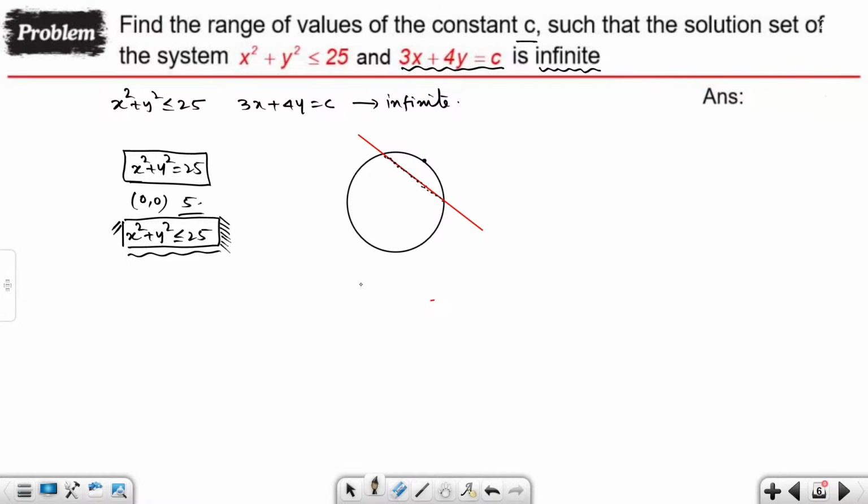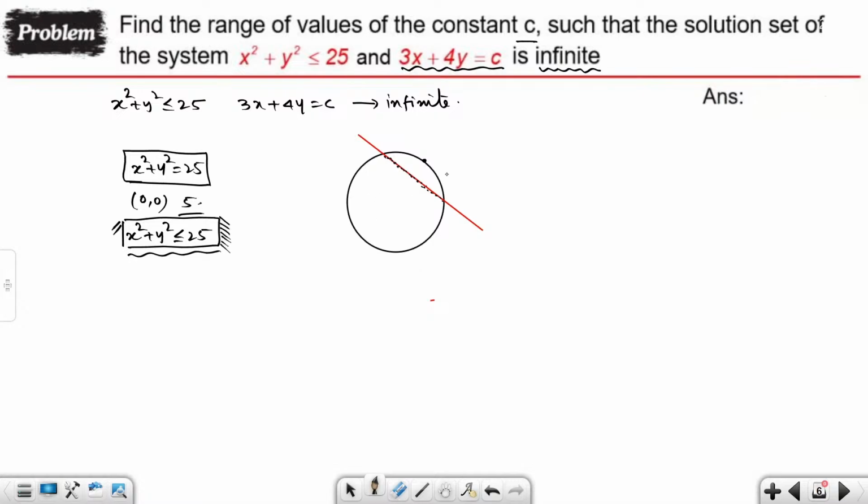So one thing is clear to us, that this straight line is neither a tangent nor a line which is not intersecting the circle. It is the line which is basically a secant to the circle. That's for sure, to get infinite solutions. Now, what should be the range of C for this?